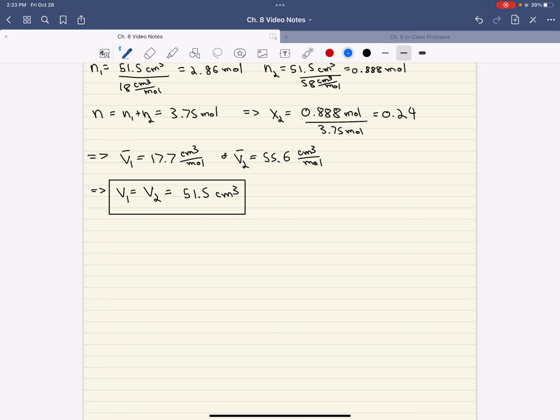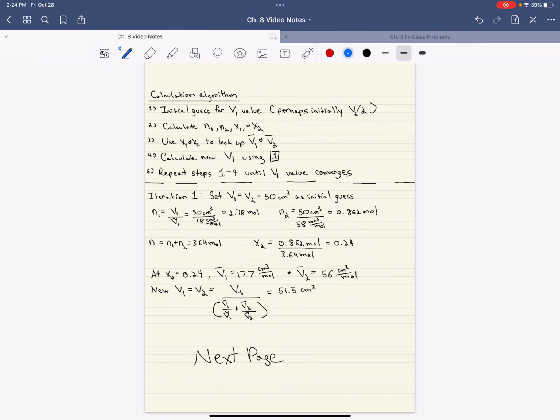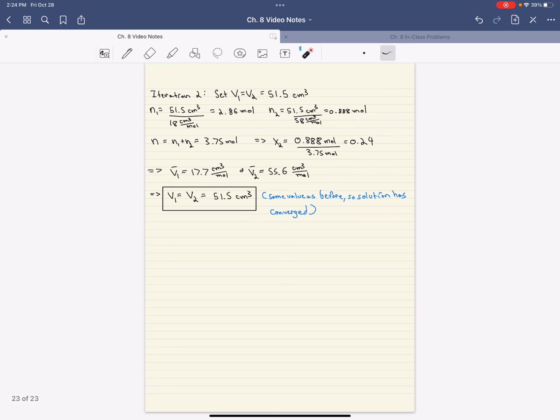So in other words, same value as before. This tells us our solution has converged. Okay, all right. And so by going through this iterative process, we were able to estimate the mole fractions and then also the partial molar quantities. Okay, and so this sort of iterative approach to solving the problem is something you're going to see not only later on in this class, you'll also see it later on in your other classes as well.